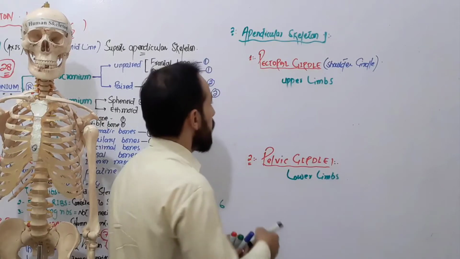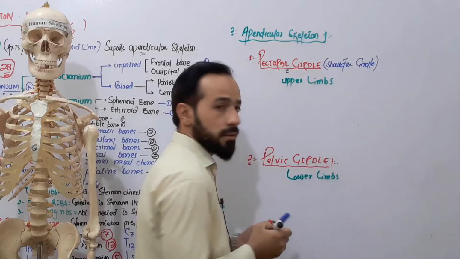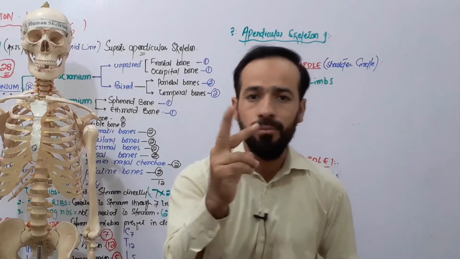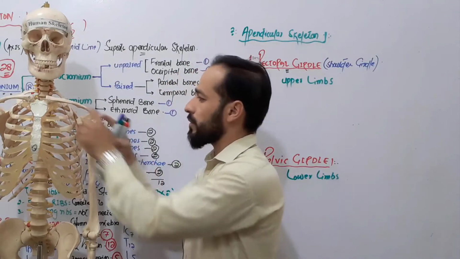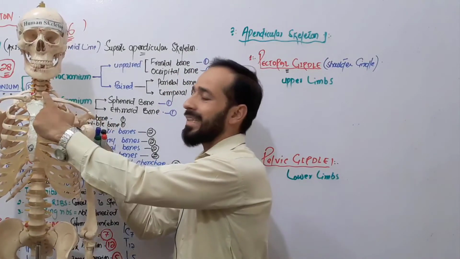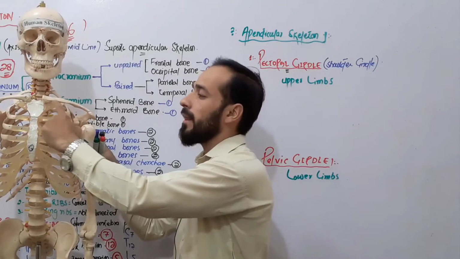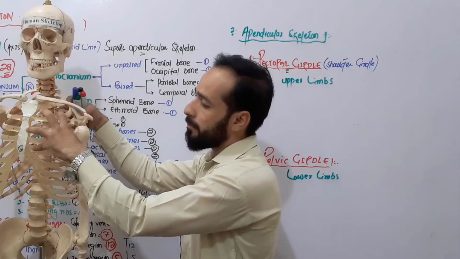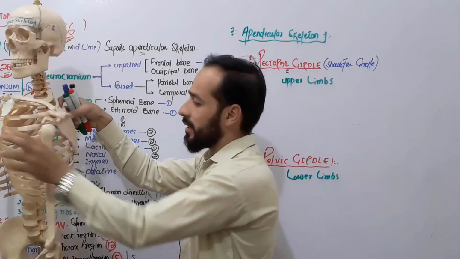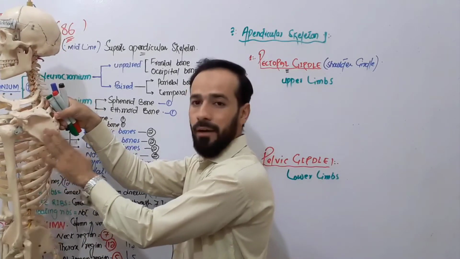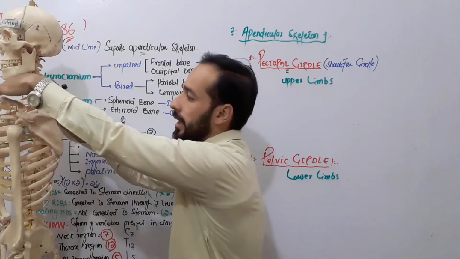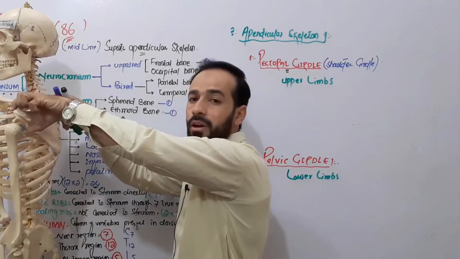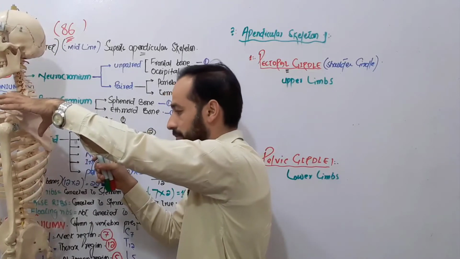So let's begin here. Your pectoral girdle, or shoulder girdle, is formed by two bones. How many bones? Two bones. Look carefully. First of all, you have this key-shaped bone. This is called the clavicle bone. And behind your pectoral region, this is your scapula. So the scapula and the clavicle bone make your pectoral girdle.